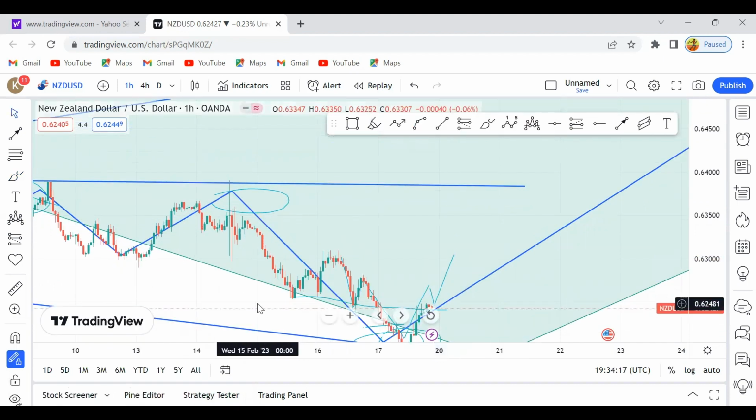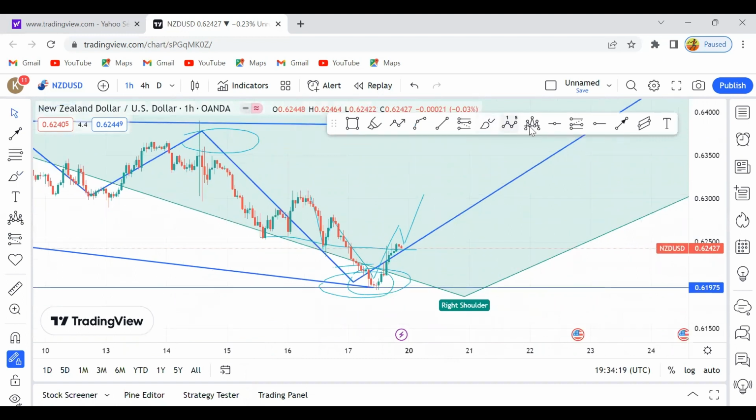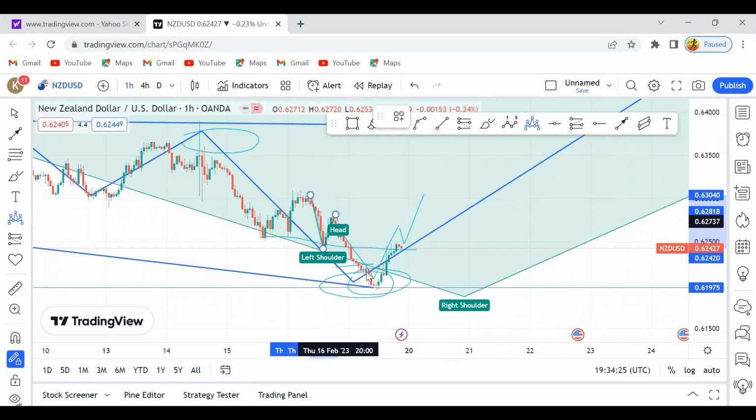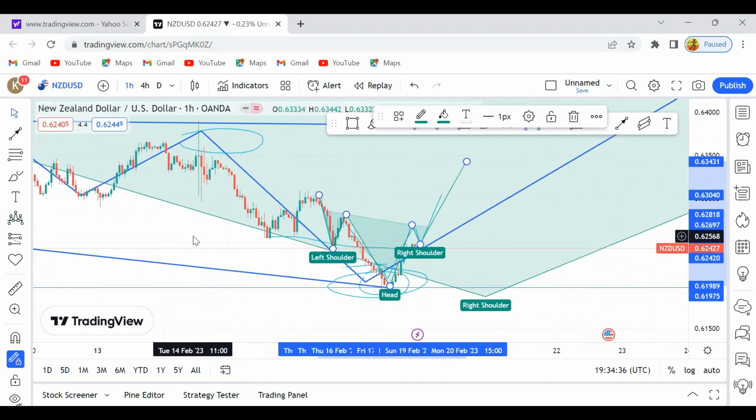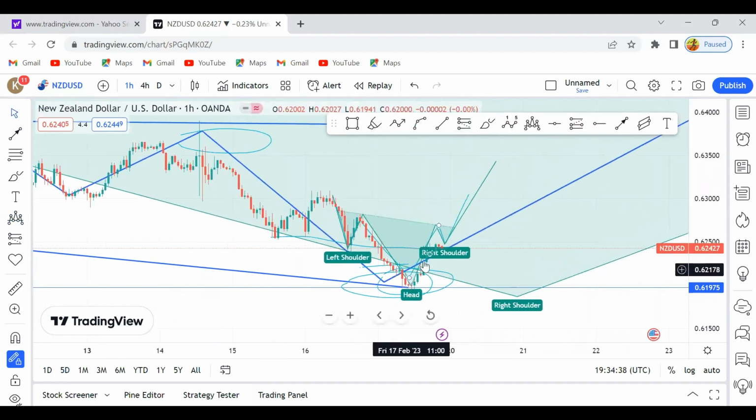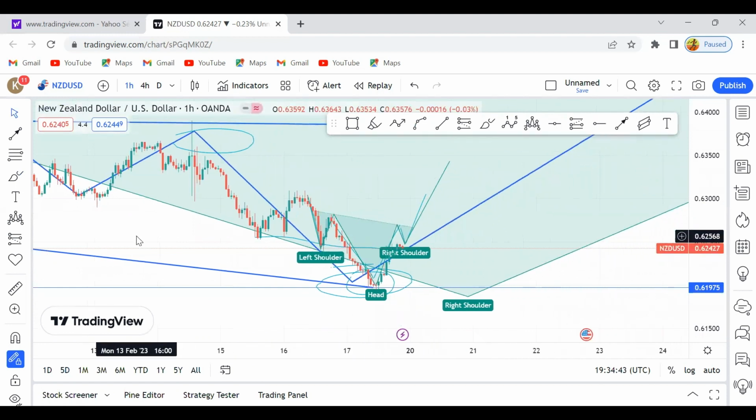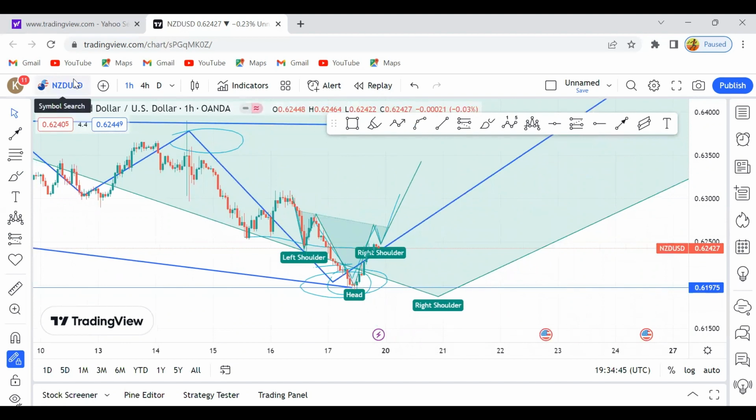Okay, so looking at this, I can say that we might be possibly having another inverse head and shoulder inside our overall inverse head and shoulder. This might be the inverse head and shoulder for a late trade. Okay, so since this is what we're seeing on NZDUSD, let's jump into USDCAD.